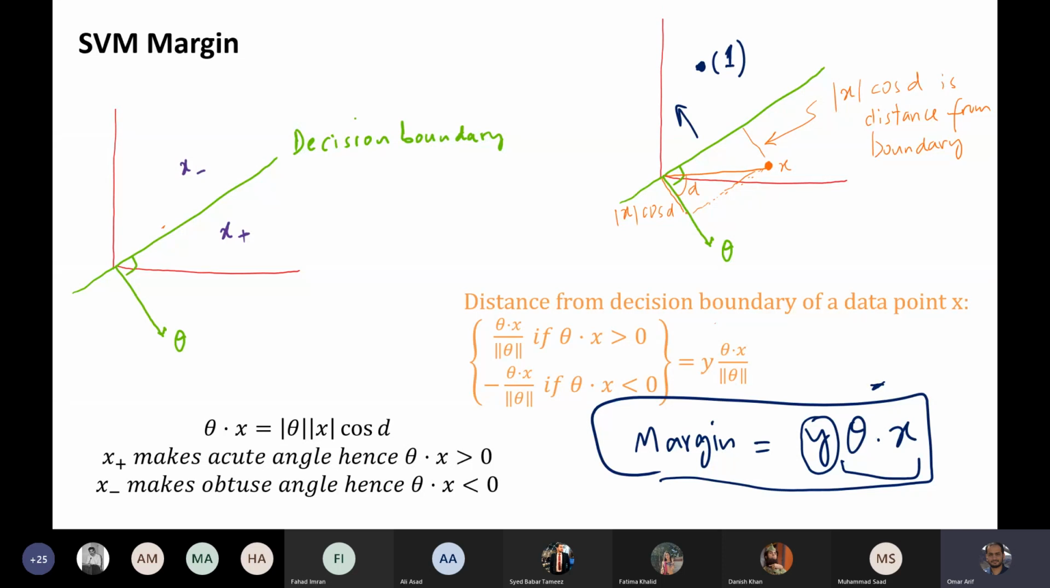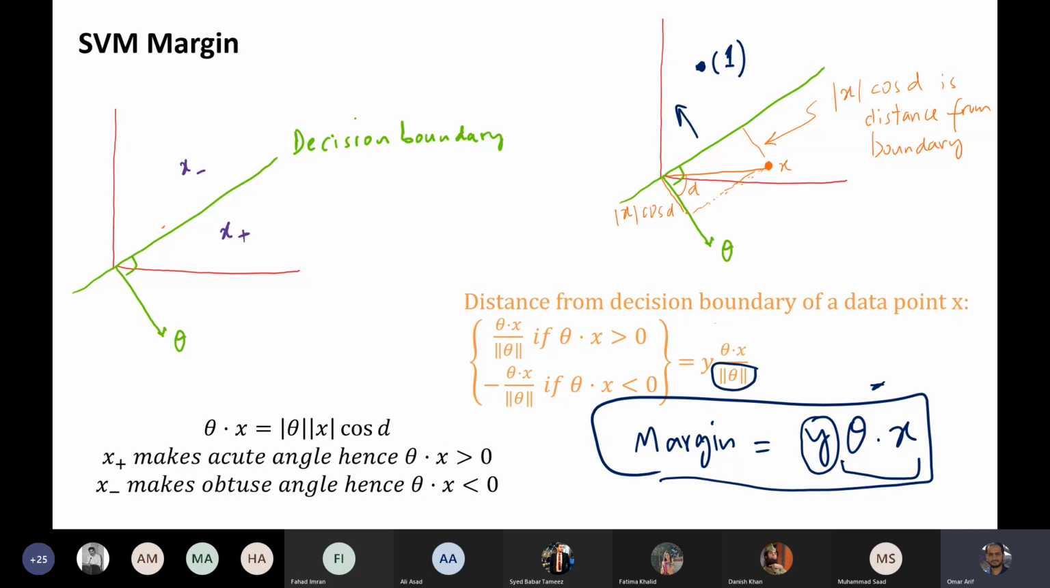A positive value means I have rightly classified, and the magnitude of this margin is going to give me a measure of how far it is from the decision boundary. It is not the exact distance, because for the exact distance you also divide by something, but that is also so. But the margin is going to give you a value.